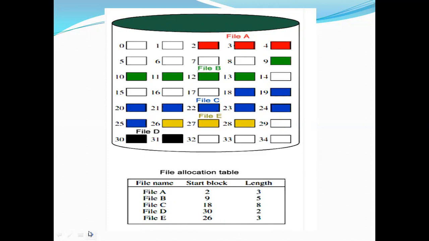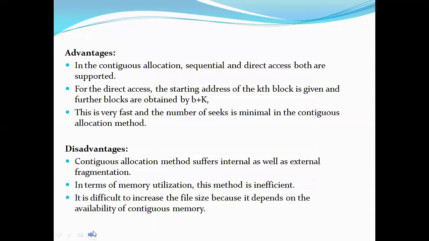But what is the disadvantage of this? As we know, the number of blocks that are free here cannot be allocated to other files, right? So disk space is used inefficiently by the computer system. This is the disadvantage of contiguous allocation. The next one, it suffers from internal and external fragmentation. In the last video, we already saw internal fragmentation and external fragmentation, right?